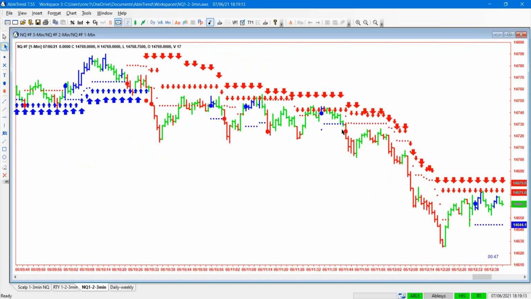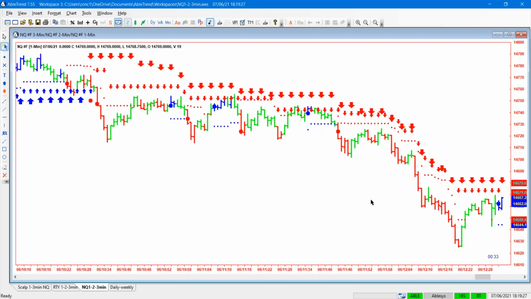Triple confirmation sell right there. Down it went. That's as clear as can be. There isn't a blue dot or blue bar anywhere. So nothing to think about, nothing tricky, nothing fancy. As obvious as an Abletrend trader can see.